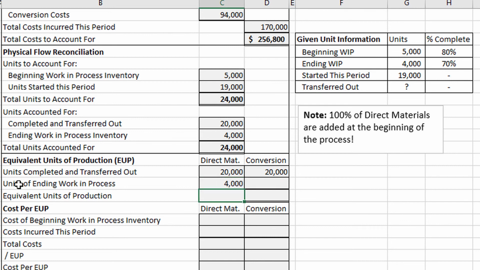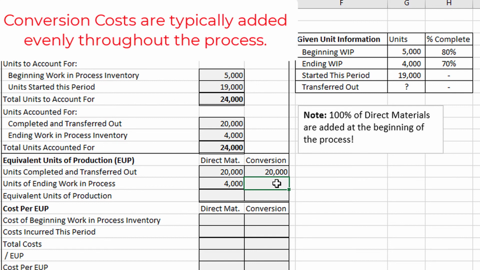Next, for the equivalent units of ending work in process for conversion costs, which include the direct labor and overhead, we usually have to assume that the conversion costs are added evenly throughout the process. So that means if we're 70% complete with respect to the 4,000 units in ending work in process, 70% of the conversion costs have also been added. So that means that the equivalent units are just going to be 70%, or 0.7, multiplied by the 4,000 units in ending work in process, which gives us 2,800 units.